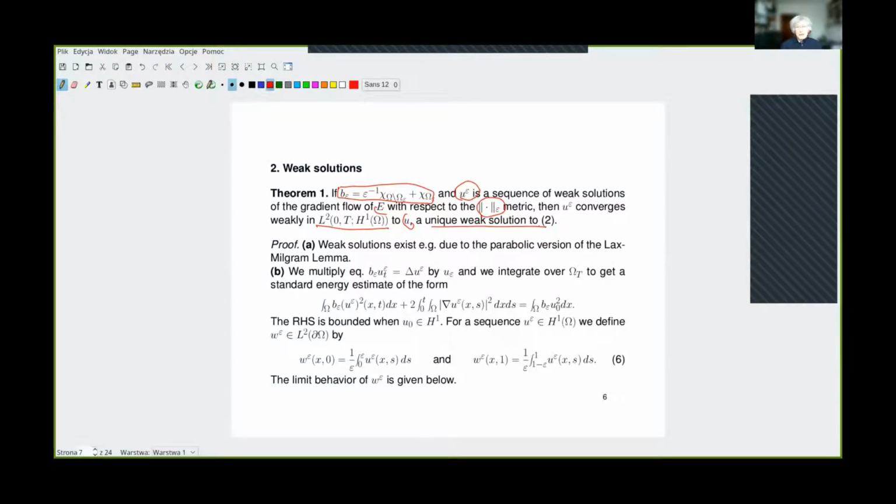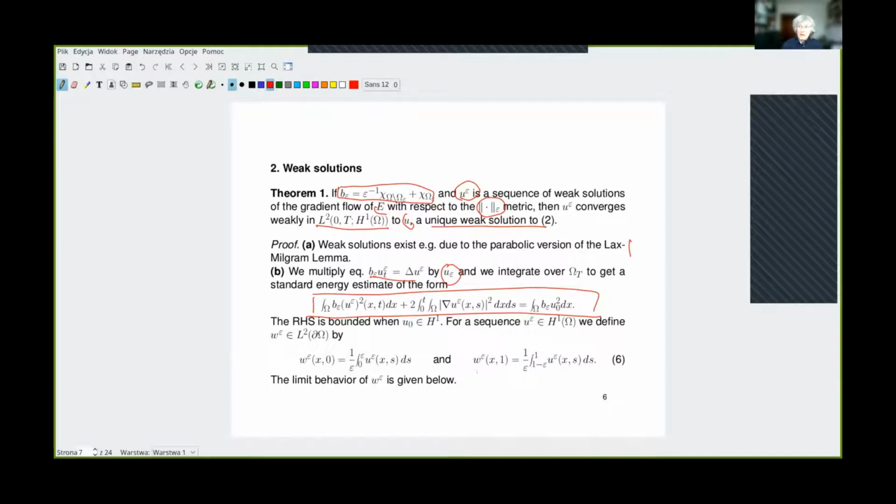So the main point is to prove the last part, because existence of solutions comes more or less immediately from the parabolic version of the Lax-Milgram lemma. And the a priori estimates are, as a matter of fact, quite easy. We multiply our equation by a test function, which is a solution, to get the estimate. Okay, and this estimate is sufficient to select a weakly convergent subsequence.